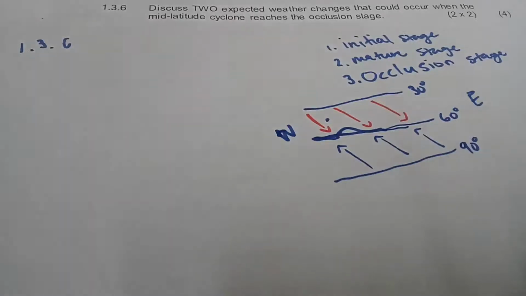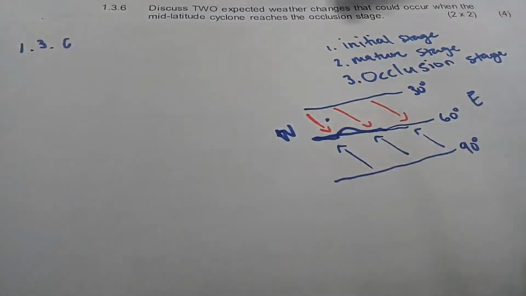And then the occlusion stage now. So the question is, discuss the occlusion stage. This is whereby a cold front is taking over a warm front. I've explained this stage in my lesson about the occlusion stage, which is under mid-latitude cyclones. So this is the occlusion stage now, right? Okay, I think I've explained all of these stages. Discuss two expected weather changes that could result when the mid-latitude cyclone reaches the occlusion stage. Yes, easy, easy.